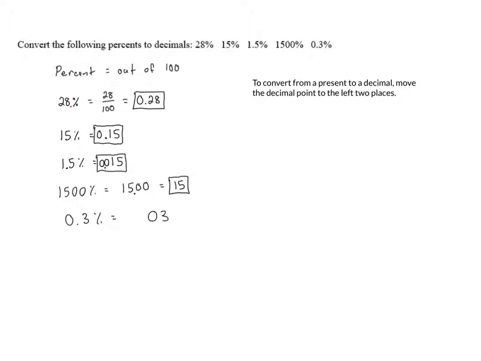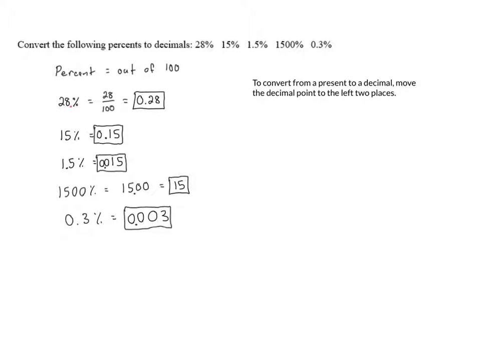Now again, we need to move the decimal point to the left 2 places. And to do that, we're going to need some extra zeros. So I'm going to put the extra zeros there. The decimal point starts off between the 0 and the 3. When we move it to the left 2 places, it goes right here between those zeros. And so we end up with 0.003.